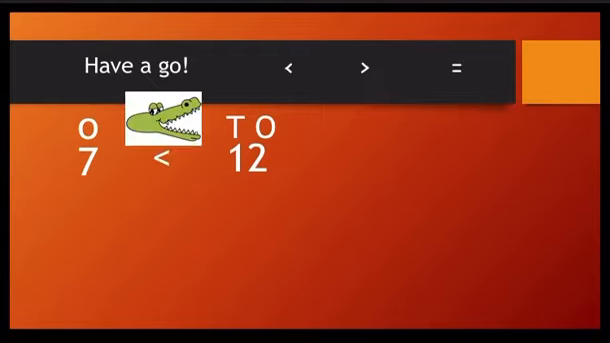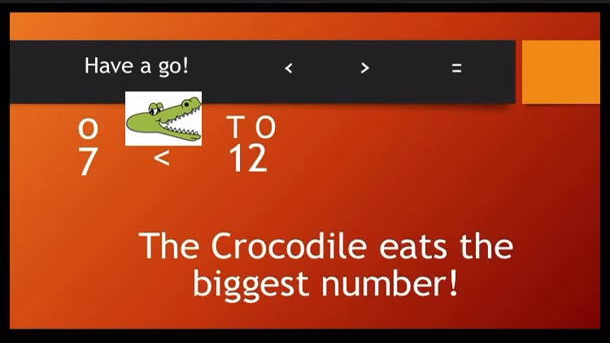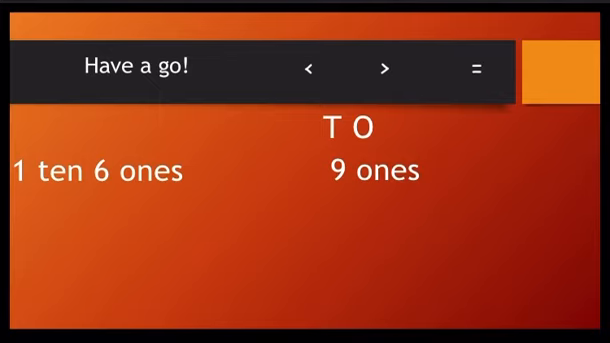Okay, let's have a look. We know that 12 is bigger than 7, so our crocodile, or our sign, is going to be eating the number 12. Because the crocodile always eats the biggest number. Okay, next question. On one side we have 1 ten and 6 ones. On the other side we have 9 ones.